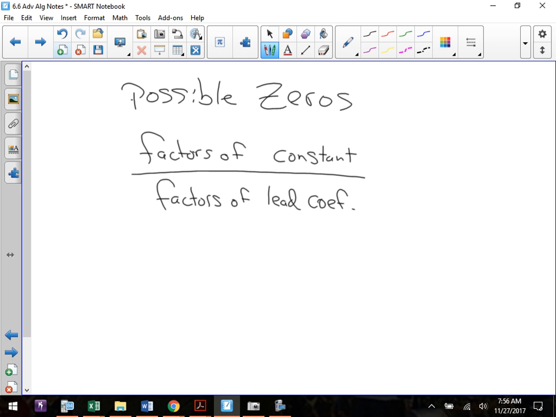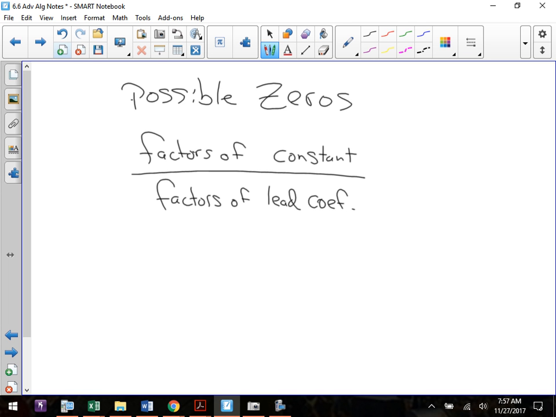I think that's the easiest thing to do. Factors of the constant divided by factors of the leading coefficient. And that's what you would do to list out all the possible zeros. Now, there are going to be times where you could get up to 15, 20 different possible zeros. You could get a ton of these things.